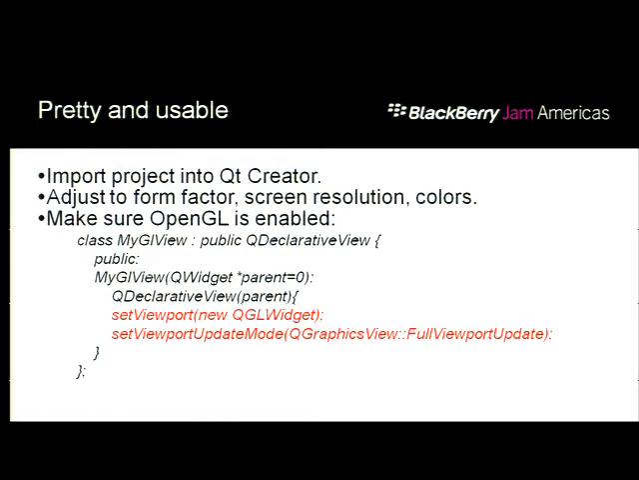What you also should make sure is that a QtQuick application is rendering to OpenGL. I just pointed it out here in the code example. You basically have to set the viewport in the QDeclarativeView to a new QGLWidget, and you have to make sure that it uses the full viewport update. But that's basically it.